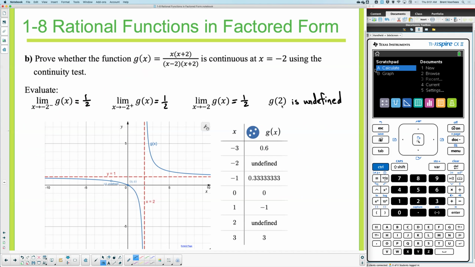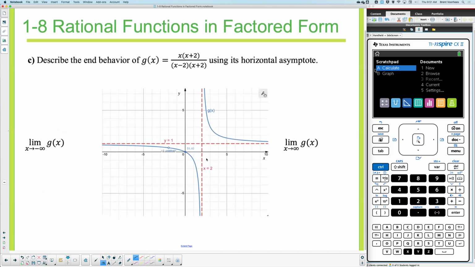Now, the reason this is undefined is because the graph is broken. What's happening at -2? Does the graph actually exist there? No, it's broken. That's why it's a hole. That's why it is undefined itself. But does its limit exist? Yes, the limit exists. Okay.